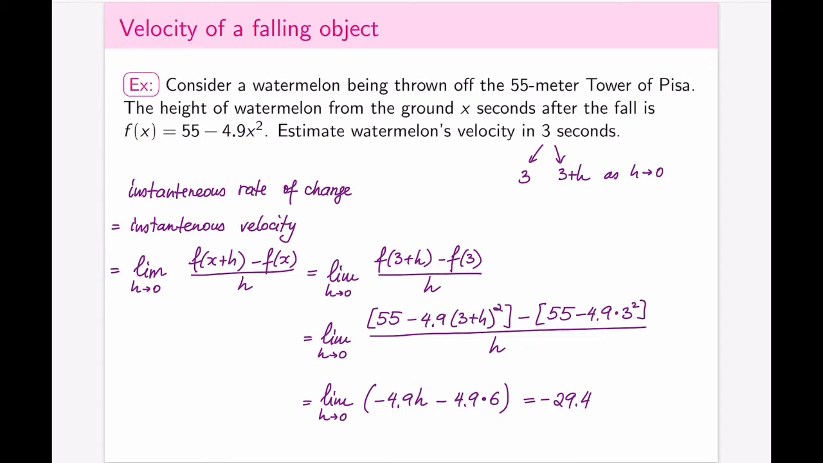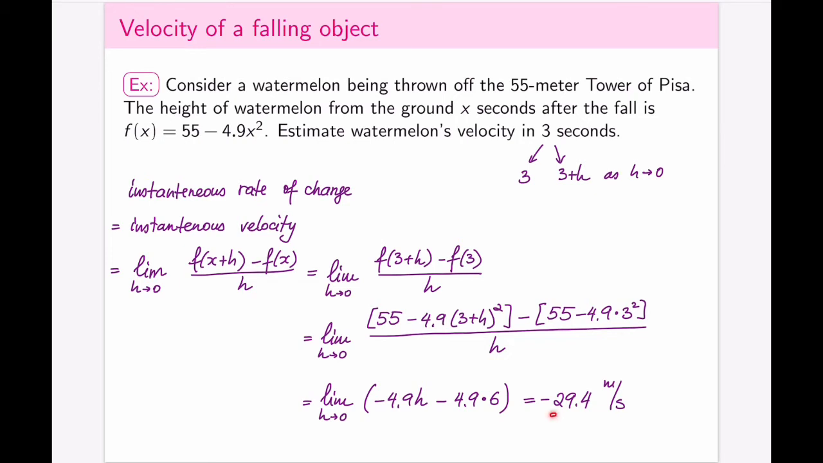Remember, we have to come up with units because this is an application question. We actually have to think about what it means. I have the units of f, which were the meters for the height, divided by the units of h, which were the time between 3 seconds and a little bit more than 3 seconds. So meters per second.